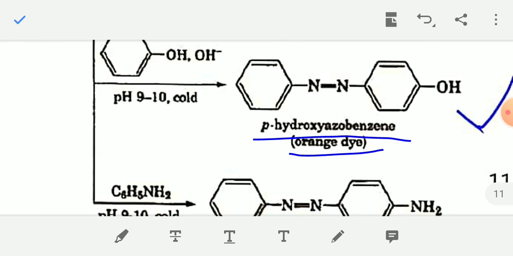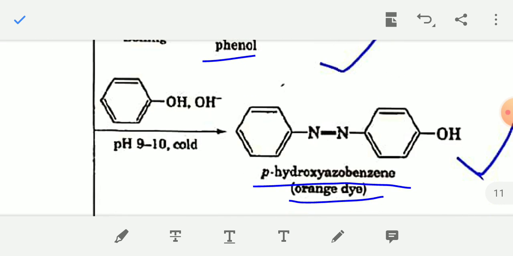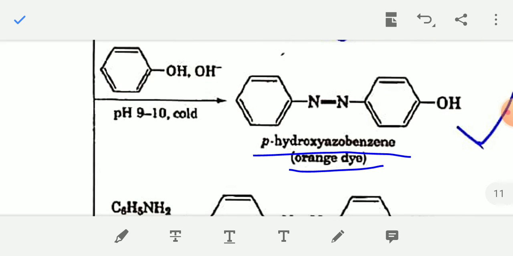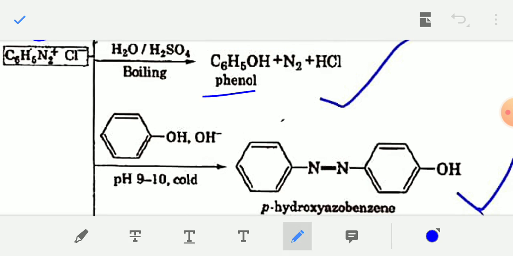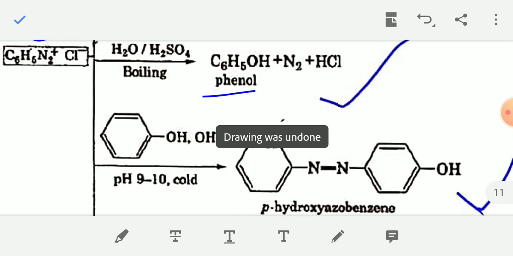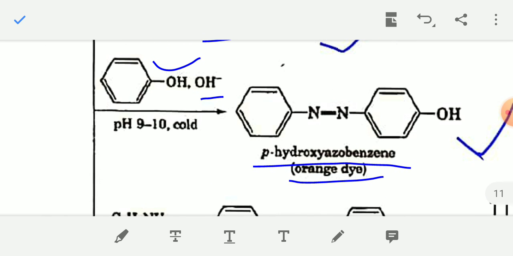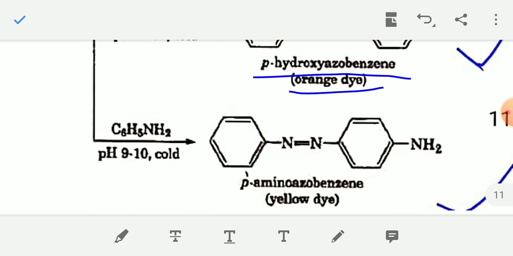When benzene diazonium chloride reacts with phenol in basic medium, that is pH 9 to 10, it will be converted into para-hydroxy azobenzene. Okay, the structure is given here, and the color of this compound is orange, an orange dye.